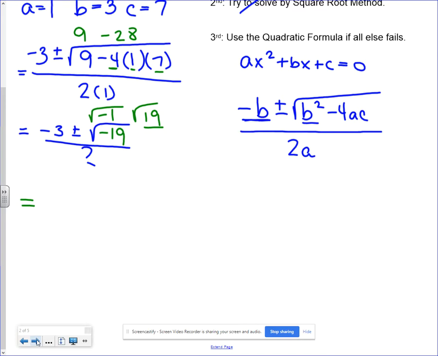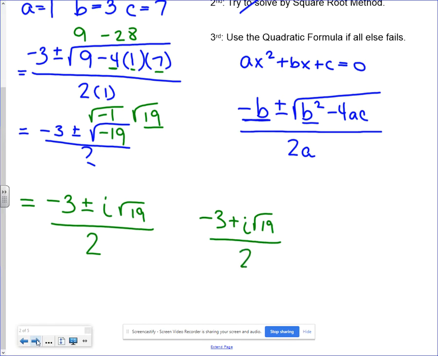What's the square root of -1? i. So my solution to this quadratic equation is -3 plus or minus i square root of 19 over 2. And again, if I wanted to, I could write it out twice. I could write it as -3 plus i radical 19 over 2, and the other root would have been -3 minus i radical 19 over 2.